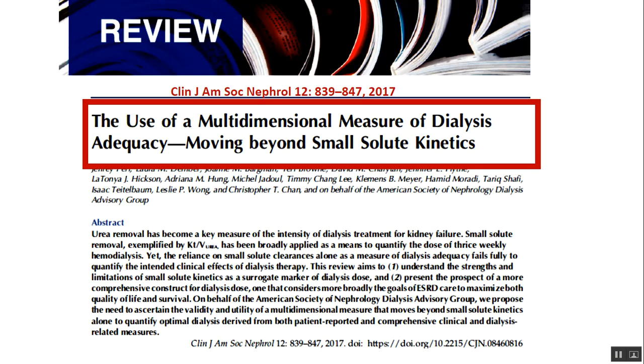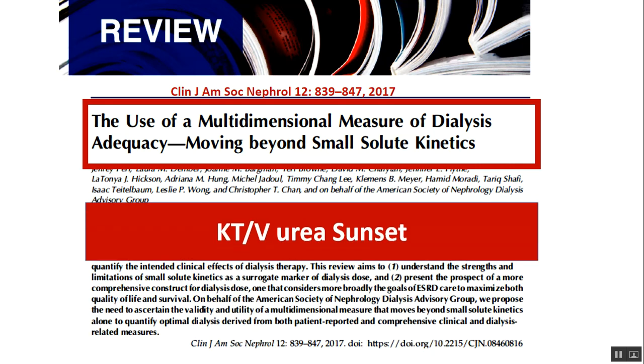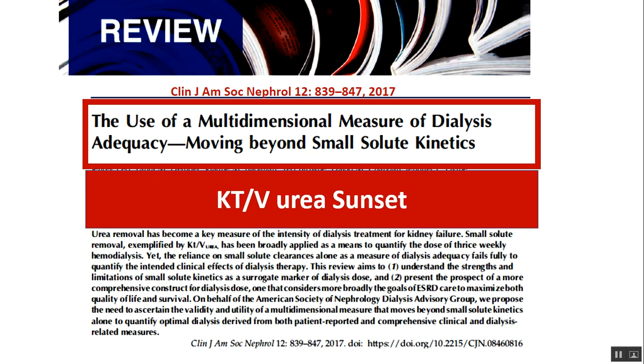The multidimensional measure of dialysis adequacy moving beyond small solute kinetics. خلاص الكلام ما بقاش فيه أي لزمة إن أنا أتكلم على اليوريا ريموفال لأن اليوريميك توكسينز in the middle molecule range is expanding. عندنا يوريميك توكسين 40,000 و50,000، اليوريا جاست 60 دالتون. So it's beyond that. We can move from small molecule achievement of dialysis adequacy to middle molecules and much bigger molecules.